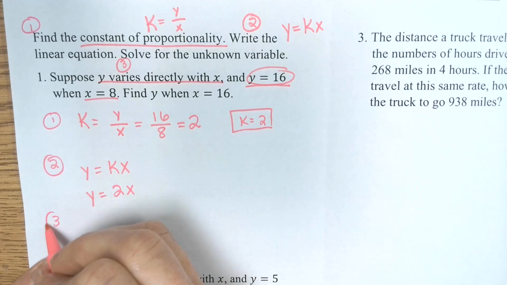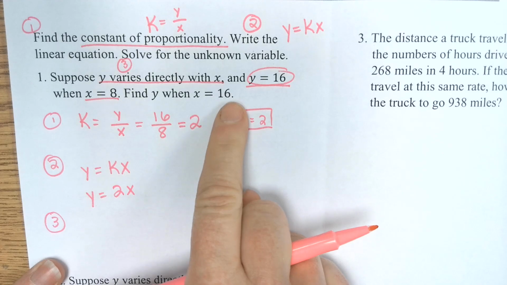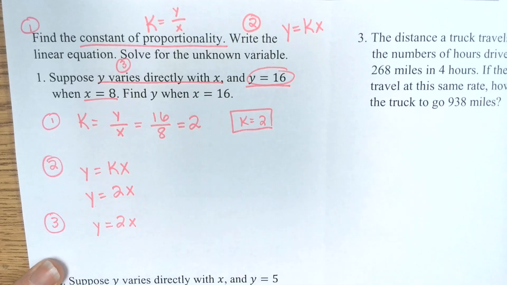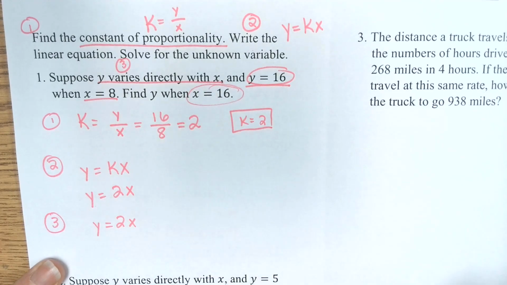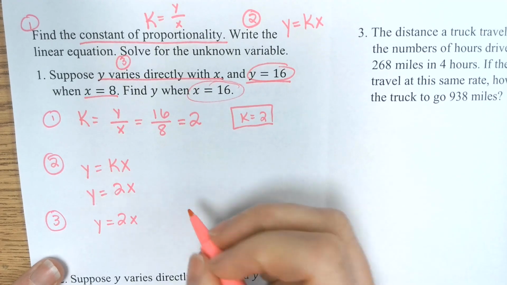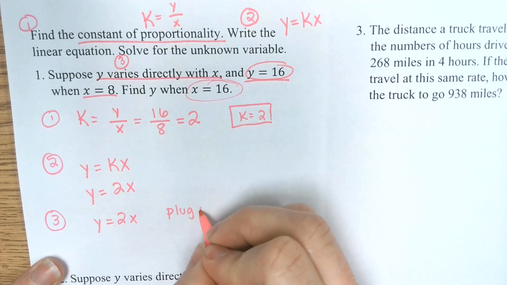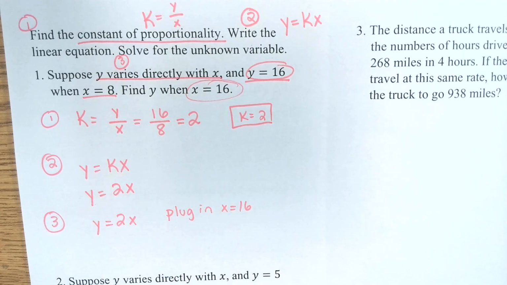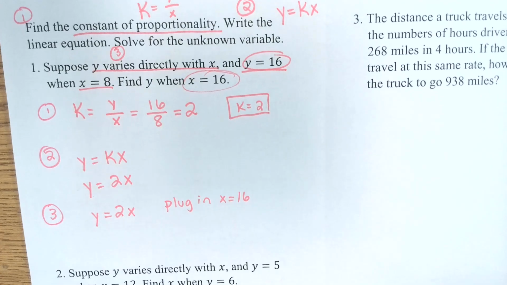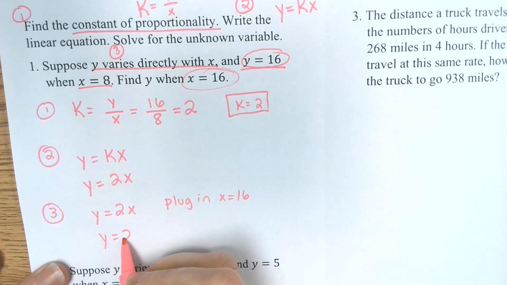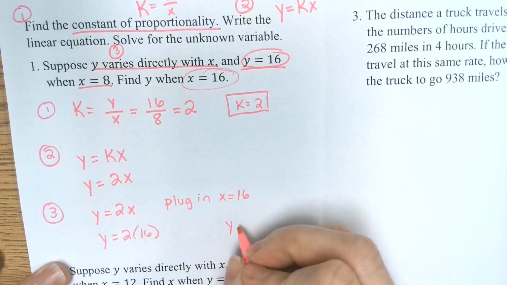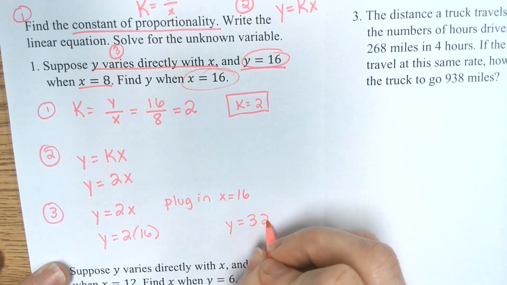So step 3, it says find y when x equals 16. So y equals 2 times x. Well, it tells us x is 16. So plug in x equals 16. Basically, we're plugging in 16 for x. So y equals 2 times 16. So what does y equal? 32.